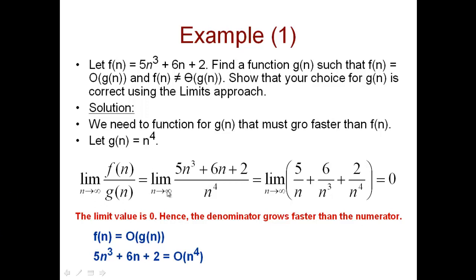So let us work it out. You have 5n cubed plus 6n plus 2 divided by n to the power 4. So that's the f of n function, the numerator, and this g of n function that you came up with like a hypothesis. Given this f of n, what function can I have for g of n such that f of n is big O of g of n and not equal to theta of g of n? Anything of degree greater than 3 can fit for g of n. So I assume let g of n be n to the power 4. Now we want to prove that this is a correct choice.